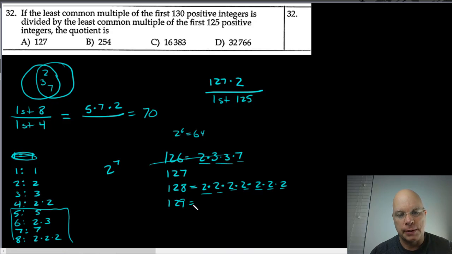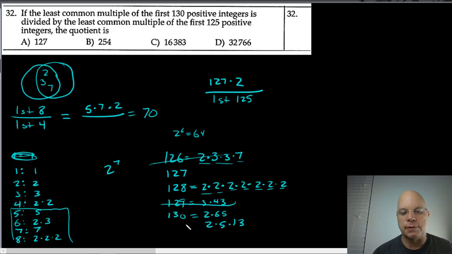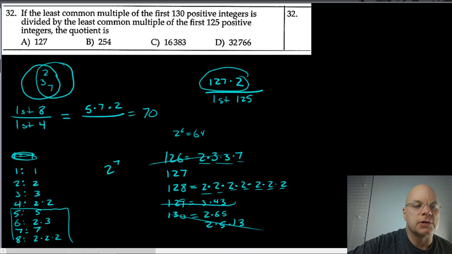129 is not divisible by 2, but 9 plus 2 plus 1 is 12, and so it's divisible by 3. It's 3 multiplied by 43. 43 is prime, but it's accounted for in the first 125 positive integers, and so is 3. So this adds nothing to the quotient. 130 is 2 multiplied by 5 multiplied by 13. Those would all be in the first 125, so that doesn't add anything. So 127 times 2 is the quotient, which is answer choice B, 254.